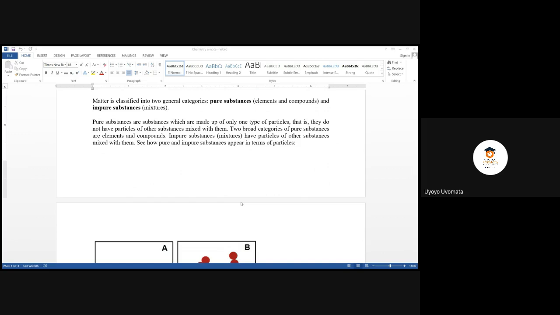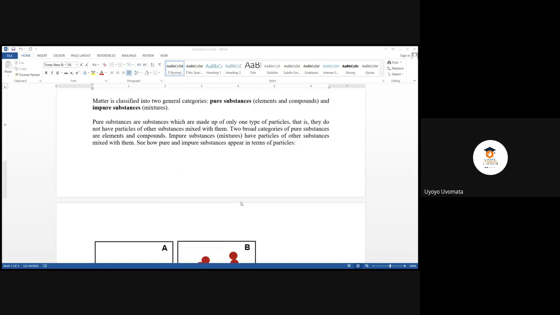So when we consider all the particles, because a given matter is made up of numerous particles, when we consider all the particles that make up that substance, they are of one type. If they are of one type, then that substance is a pure substance. As we can see there, they do not have particles of other substances mixed with them.